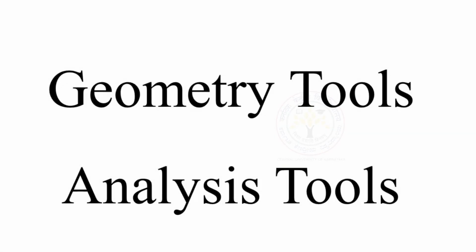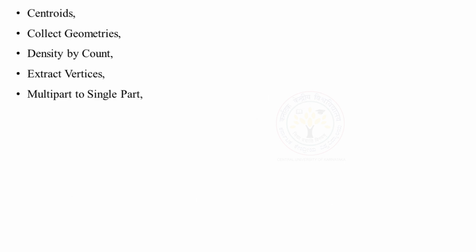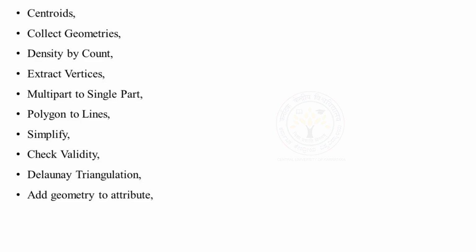In today's video, we are going to discuss geometry tools and analysis tools in QGIS. First, we will see geometry tools in QGIS, such as centroids, collect geometries, density by count, extract vertices, multipart to single part, polygon to lines, simplify, check validity, Delaunay triangulation, add geometry to attribute, lines to polygon, and Voronoi polygons. A few of these tools are used to obtain specific results and others are used to convert or modify the data.